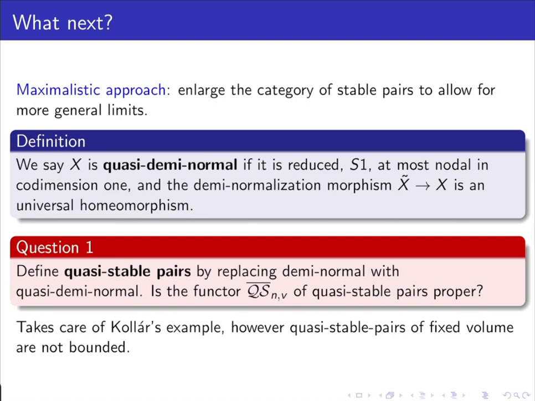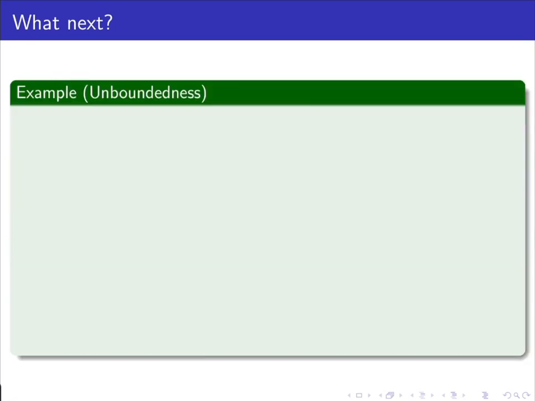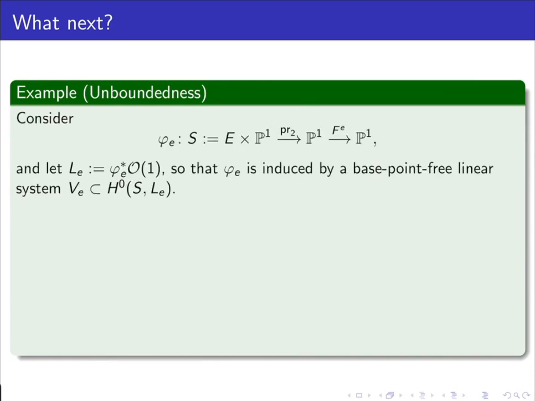However, there is another problem. If you allow this kind of non-S2 schemes, you quickly realize that they do not form a bounded class. So the corresponding moduli functor, albeit being valuative proper, would not be of finite type. This is also something that, at least, I don't particularly like. The example of unboundedness is something we already saw.